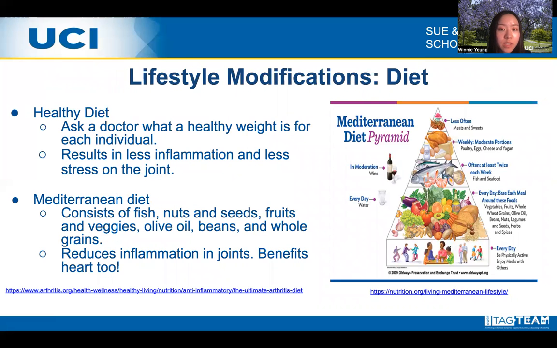For diet, make sure to ask a doctor what a healthy weight is for each individual. Diet is important because it results in less inflammation and less stress on the joint. Mediterranean diet is a great example and consists of fish, nuts and seeds, and fruits and vegetables, olive oil, beans, and whole grains. Mediterranean diet also reduces inflammation in joints and benefits the heart too.